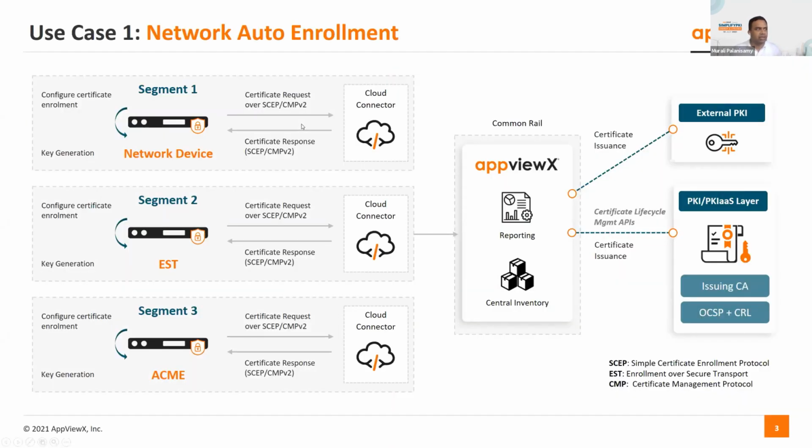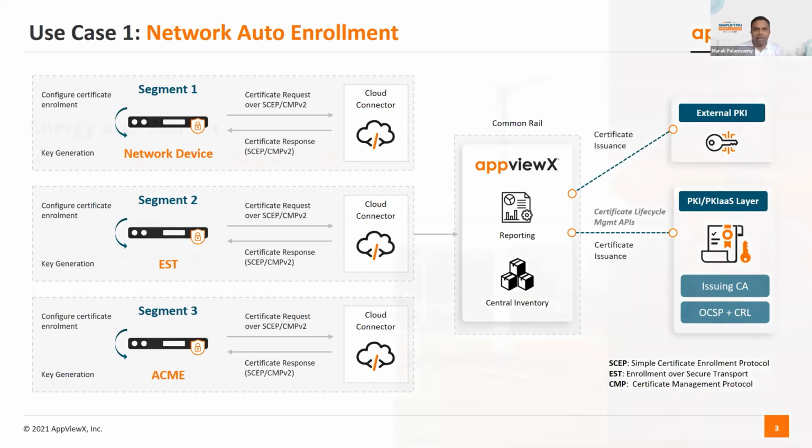Okay, so the first use case is when we talk about auto enrollment, when we talk about certificate management. There are two ways to enroll a certificate. One is a pull model, where the end device is smart enough to understand a standard protocol, communicates, and then gets a certificate. The other one is a push model.